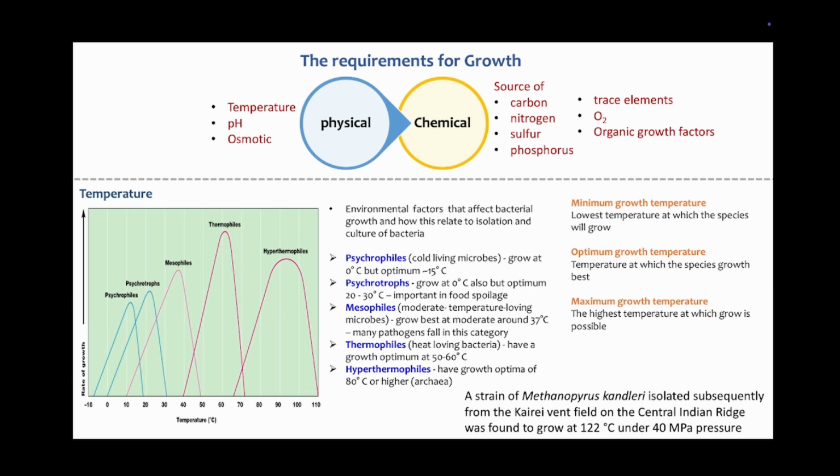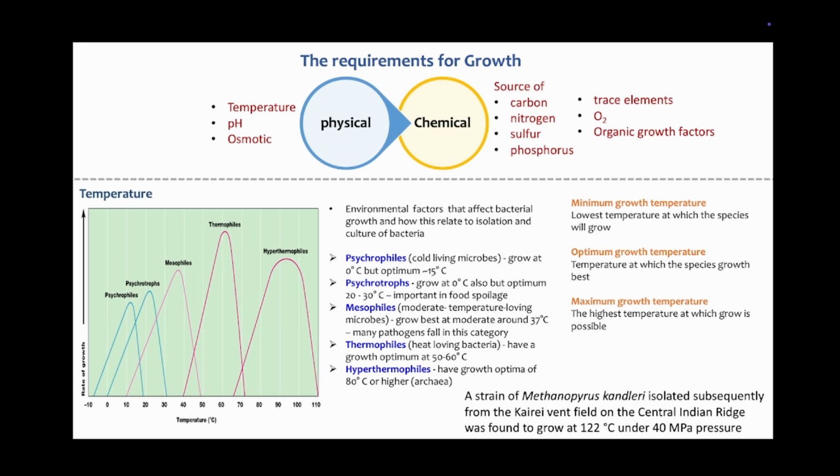Mesophiles are the moderate temperature loving microbes, grow best at 37 degrees Celsius. So most of the bacteria that you work with are mesophiles, because the incubator that we use is often at 37 degrees Celsius.